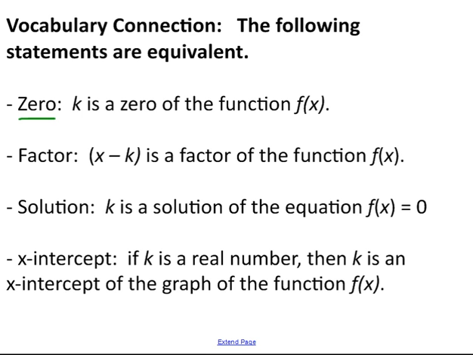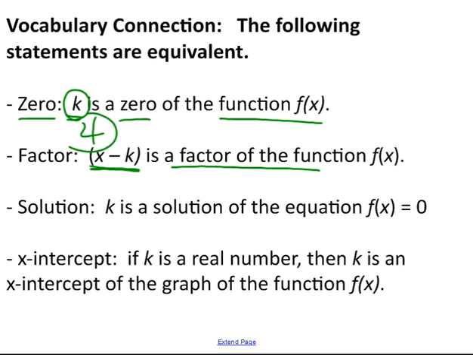Suppose I tell you that k is called a zero of a function. What that means is if k, whatever number that is, so suppose it's 4, if k is a 0, then x minus k is a factor. So if 4 is a 0, then x minus 4 is a factor. We also say that k is a solution, or x equals 4 is a solution.